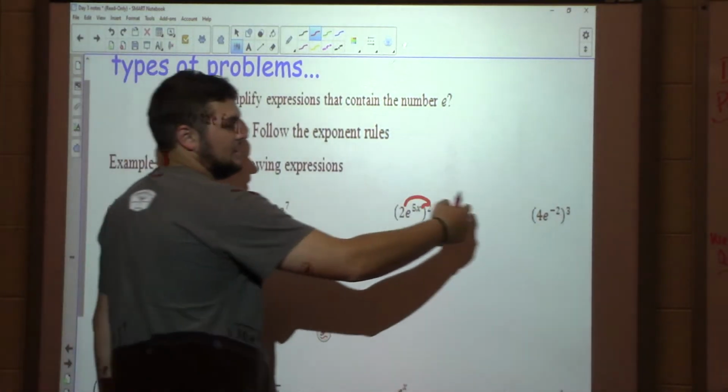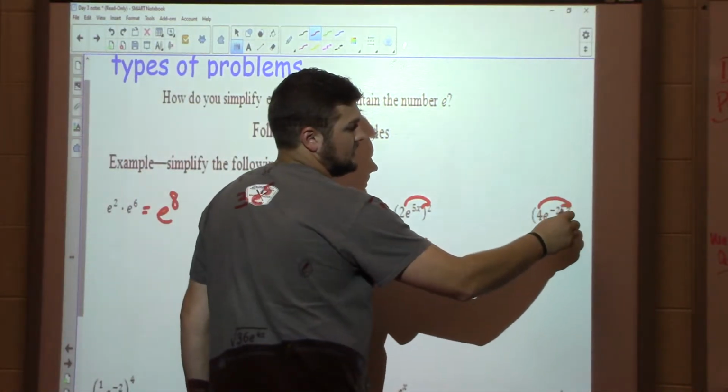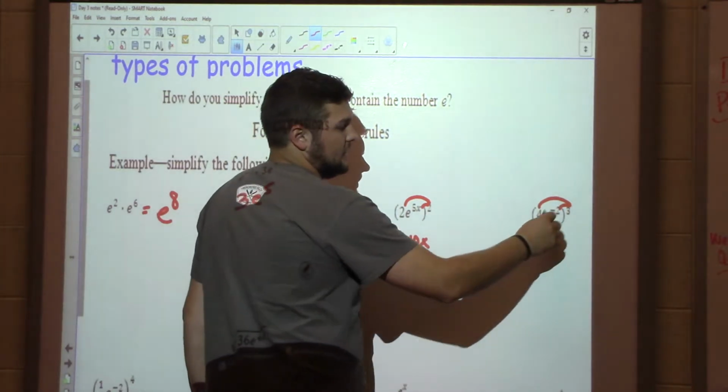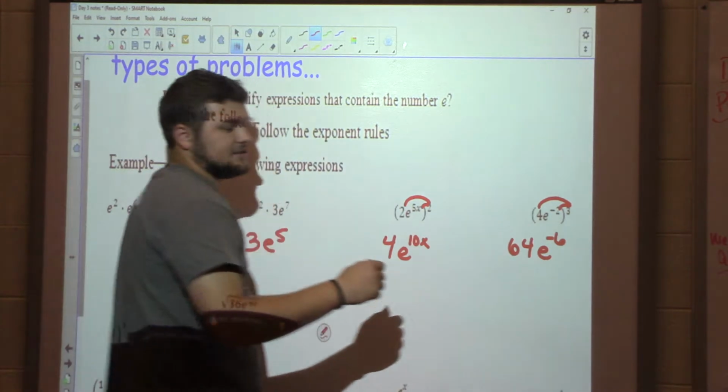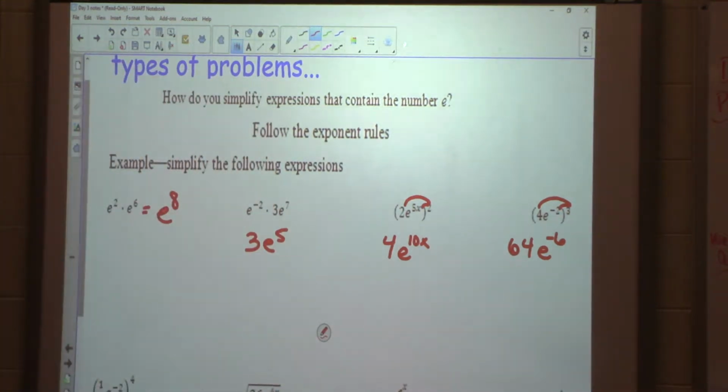4 e to the negative second, all raised to the third. Distribute the 3. 4 cubed is 64, e to the negative sixth. I'm going to write my answer like that? No. No. Negative exponent means bring it to the bottom.